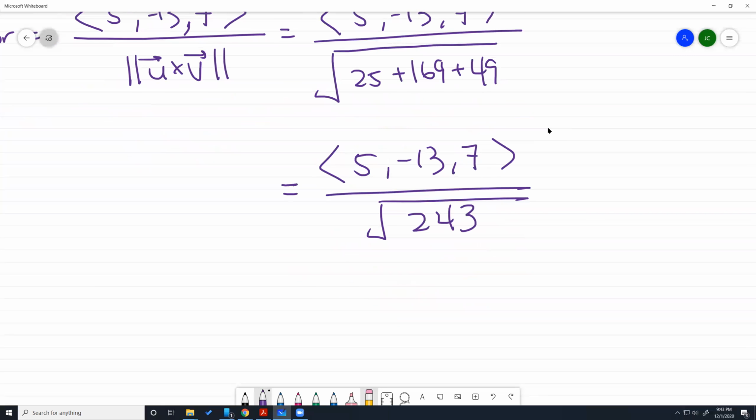Which, by the way, can be simplified. 243, I believe there's an 81 in that. 243 is 3 to the 5th power, I think. Yeah. So we can take out 4 of those 3's and get 9 root 3.